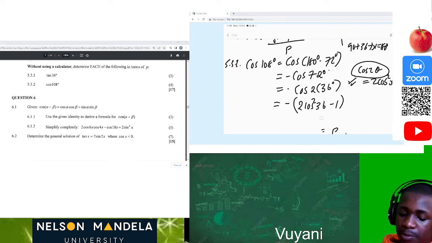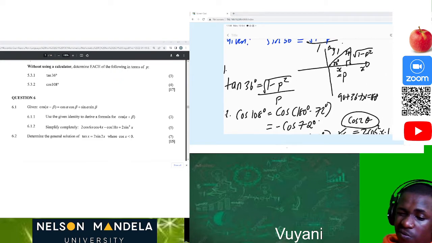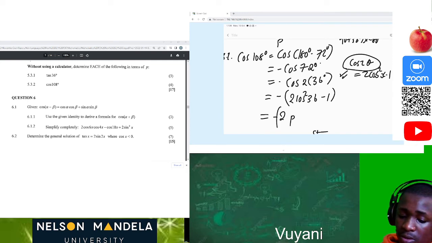Then let's proceed. You see, trigonometry is so easy. It's going to be negative 2 times cos squared of 36. Cos of 36 is p over 1, so it's going to be p squared. So it's going to be negative of 2p squared minus 1. Then we move on from that part.